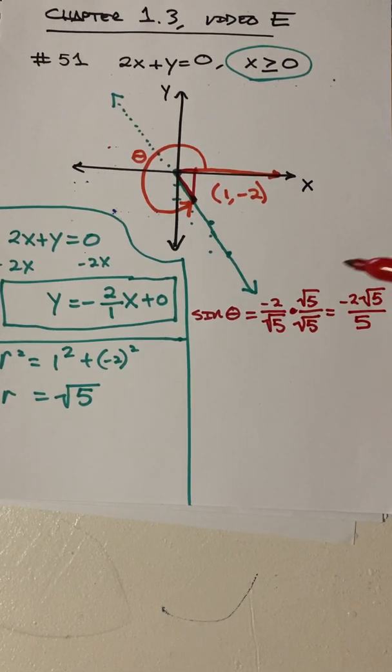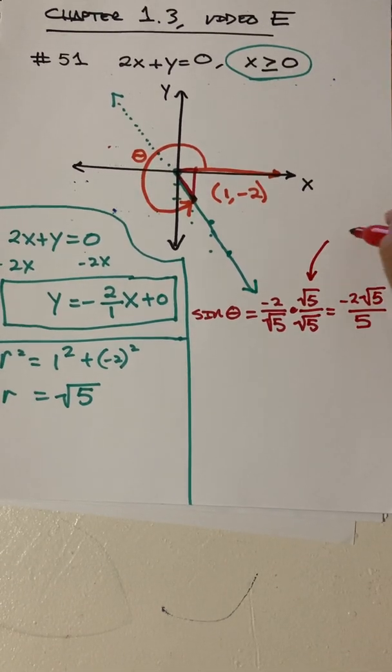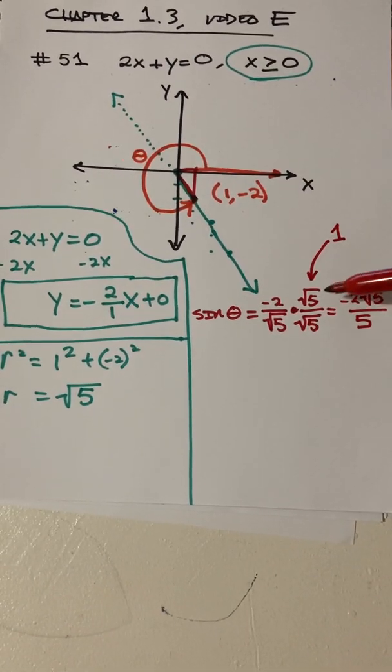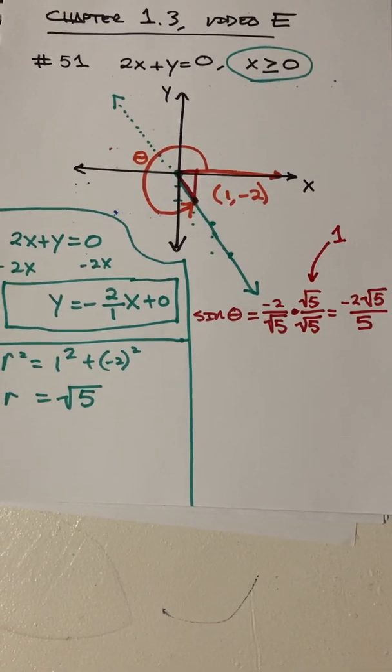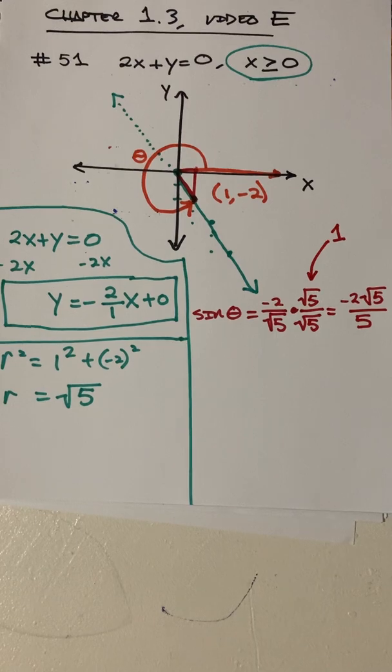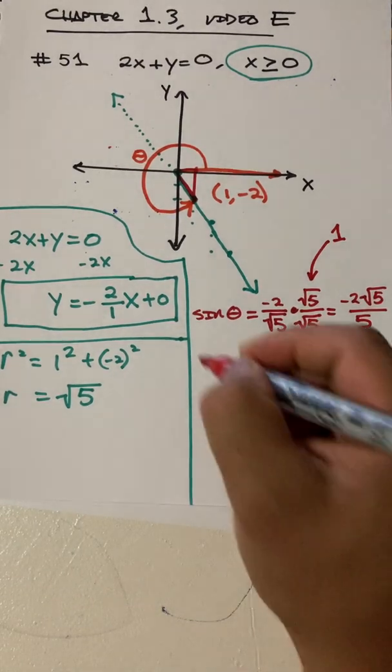Okay. I can do that because this quantity is equal to 1, right? Anything divided by itself, as long as it's not 0, is equal to 1. Okay. So that's it for sine.